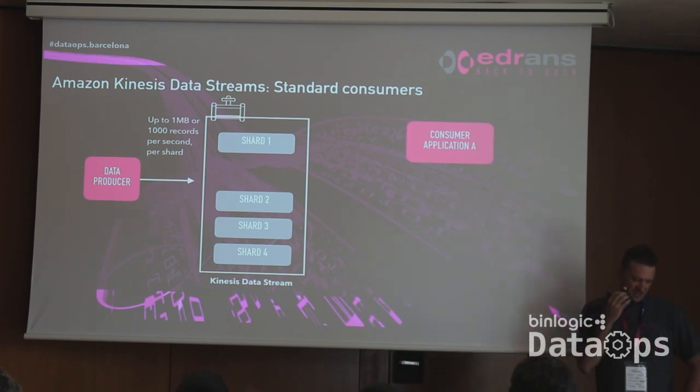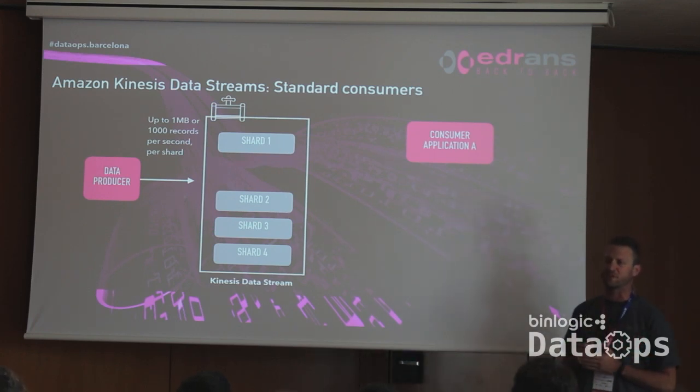So when you do an analysis and you have to determine how much data you want to ingest into that stream, that's going to determine how many shards you need to put in that stream. For example, if your use case says that you're going to send 4,000 records per second, you're going to need 4 shards to do that.